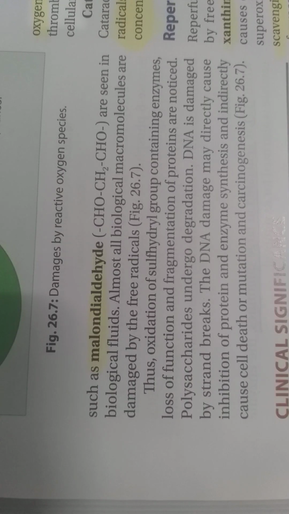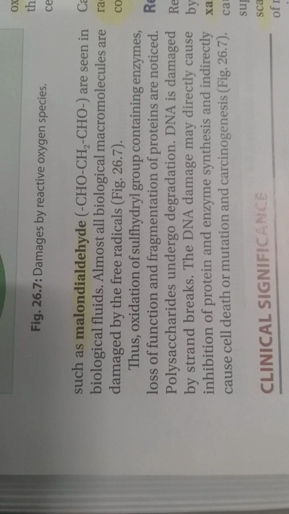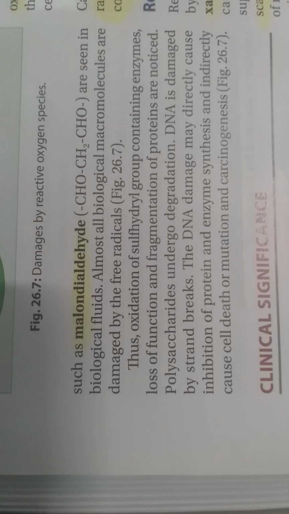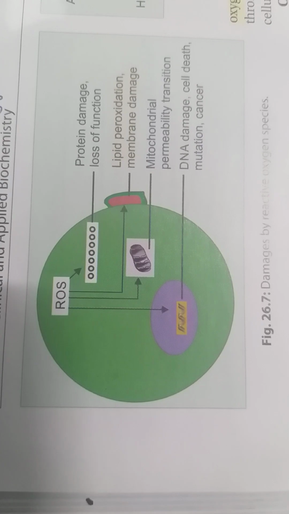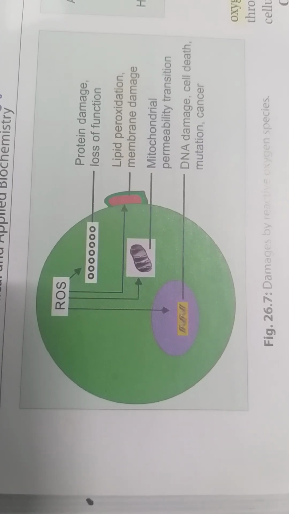So what you have to understand now is that when there is a disruption of the cell membrane, all the contents within the cell membrane, that is the total cell itself, undergo degradation one by one. To sum up, these are the damages caused by reactive oxygen species.